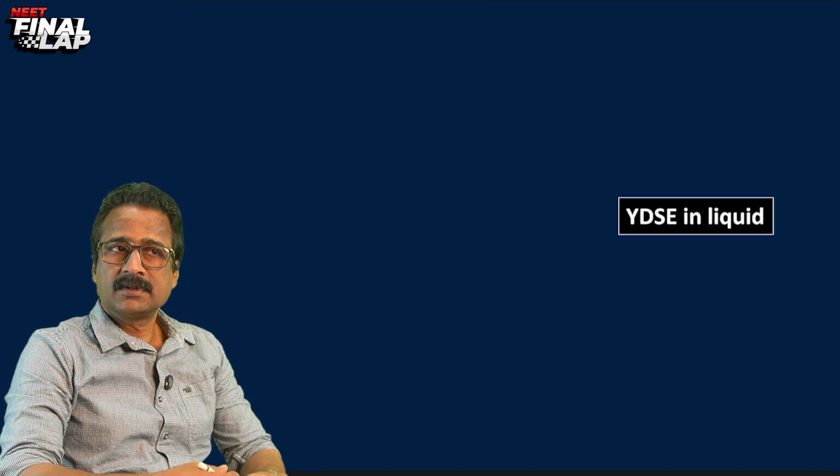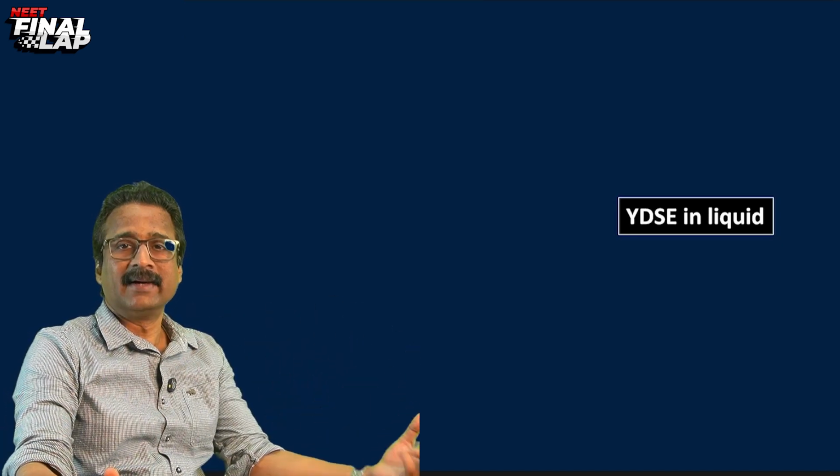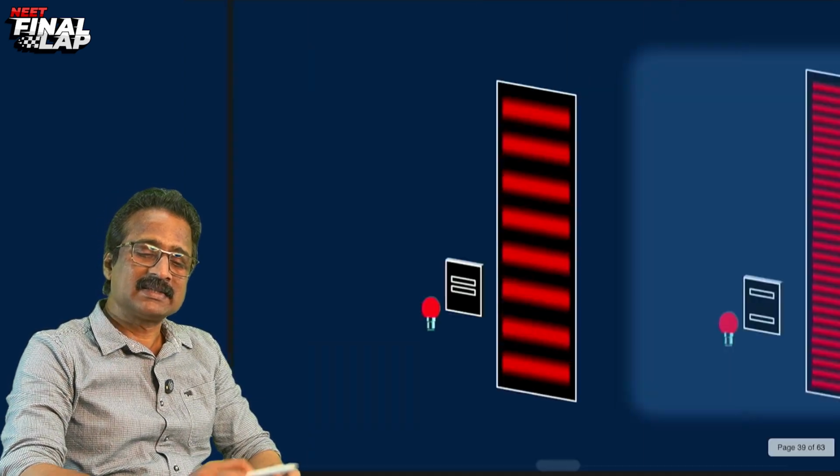See, usually YDSE, when we conduct in lab, certainly the environment is air. The surrounding medium is air. If the medium changes, suppose we replace the air with something else, will it affect YDSE or the pattern of YDSE? My answer is yes. I can give an example.